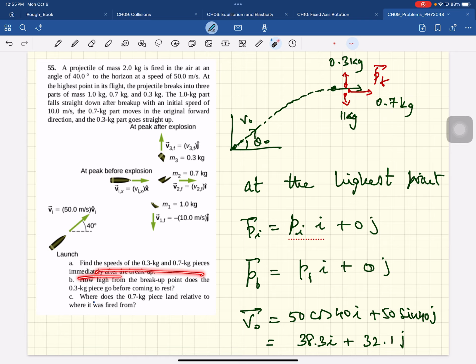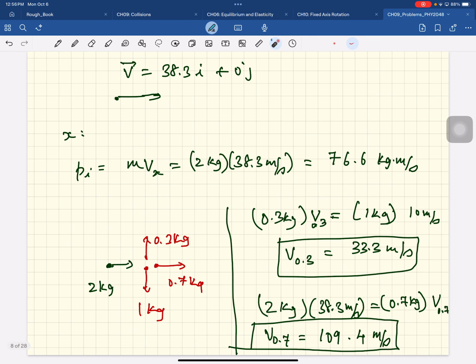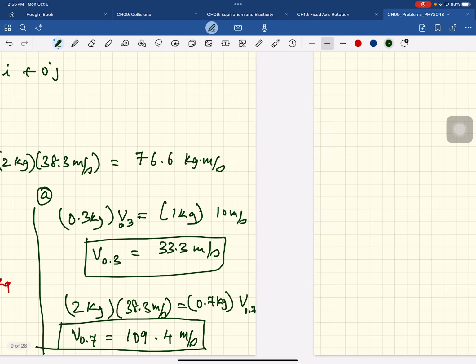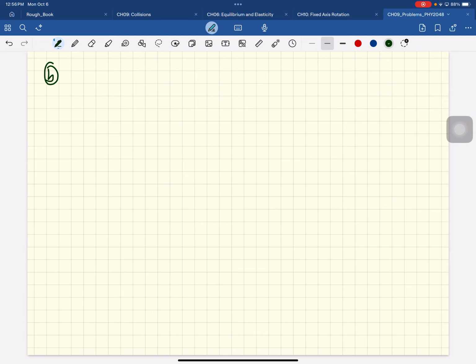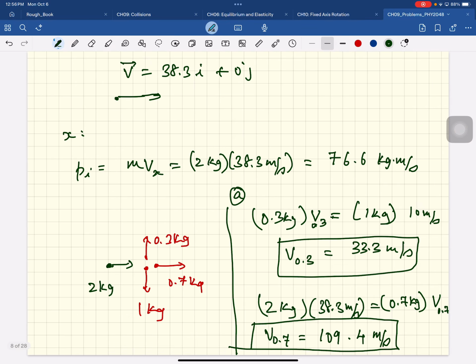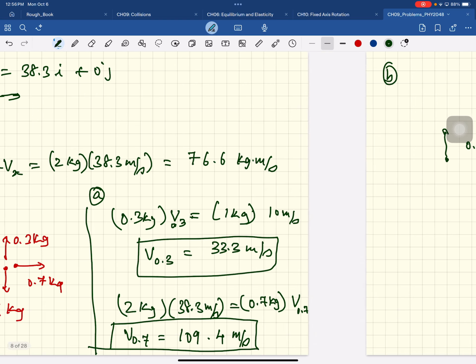Find the speeds of the 3 pieces. How high from the breakup point does the 0.3 kg piece go before coming to rest? Where does the 0.7 kg piece land relative to where it was fired? Okay, so now we have found the speeds of these guys. That's part A. Part B, let's find how far up the 0.3 kg guy rises. He's going up at 33 meters per second.